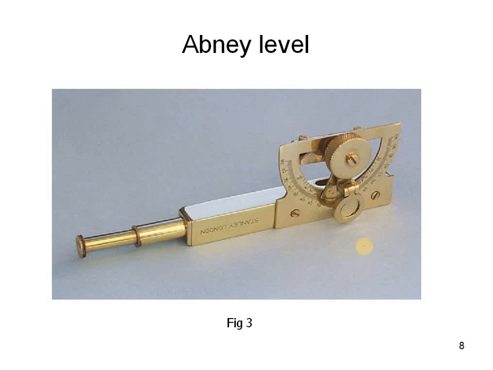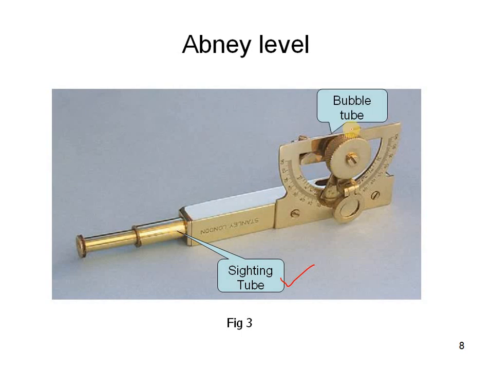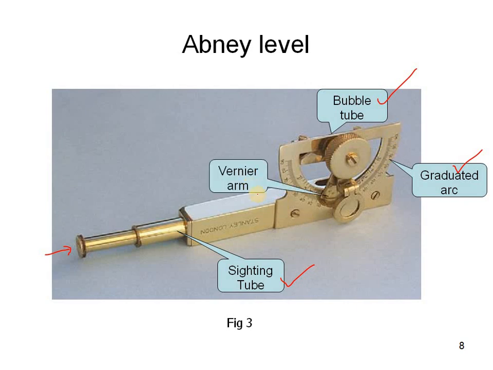So this is the actual Abney level instrument. You can observe here, the first one is the sighting tube, and the next one is the bubble tube, on the top of the instrument. With this we will sight, so from here we will see. First we call that the sighting tube, and this is the graduated arc. Graduated arc means the readings, the measurements which we will take from here, and the vernier arm, that is nothing but the vernier scale.